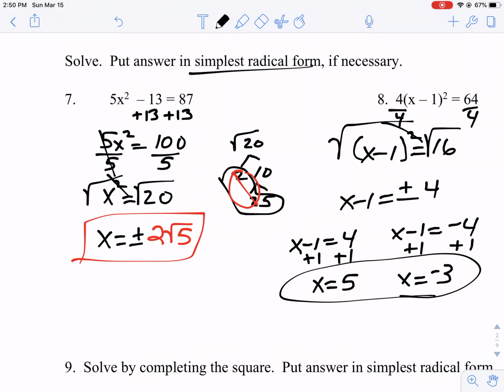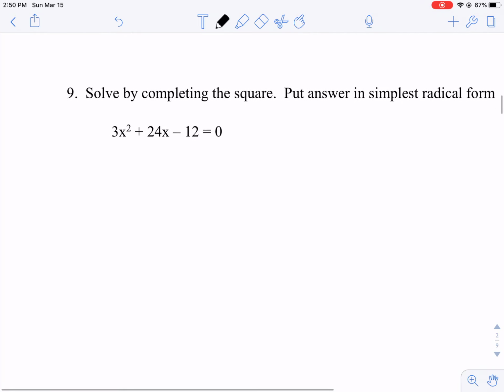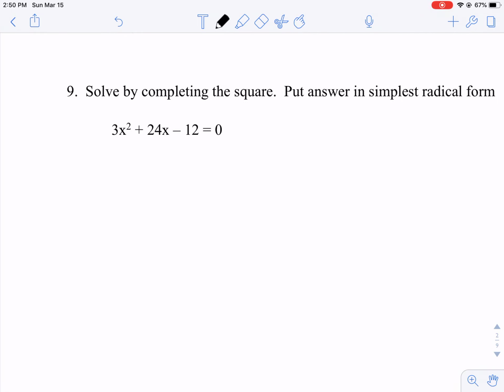And here's my 2 answers. Now remember, these still make graphs of parabolas, and what you are doing right now is finding the roots of those parabolas. Okay. Number 9, solve by completing the square. Put your answer in simplest radical form.